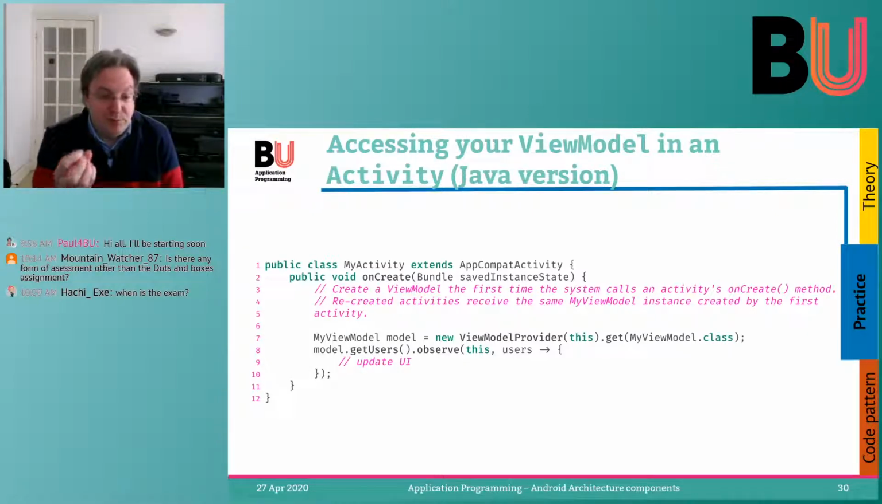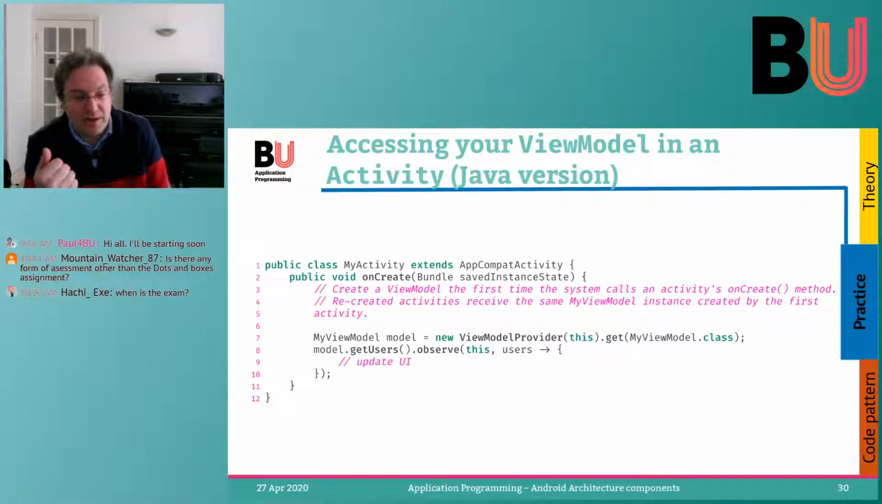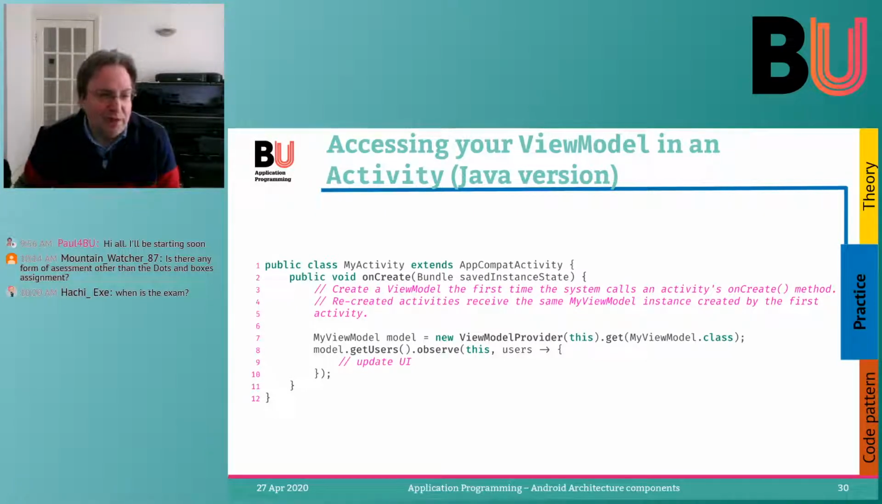And view models. So in this particular case, what you do is create a view model provider, and then based on that view model provider, you get an actual instance of that type. So it's a little bit more writing, unfortunately. And then you can basically do the same thing with Java lambdas. So that's how you do it in Java. Kotlin is nicer.